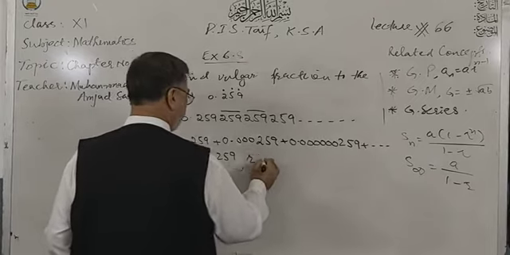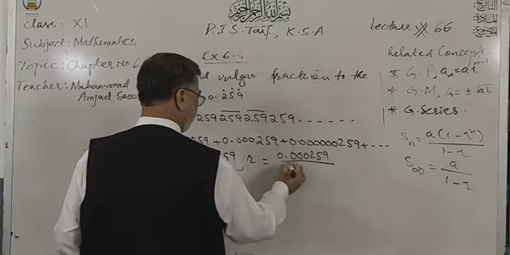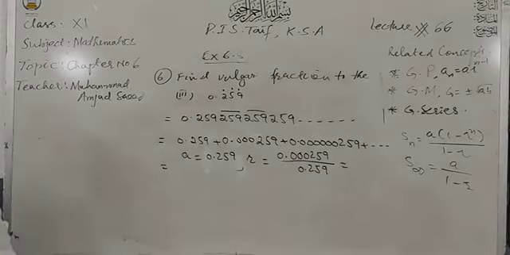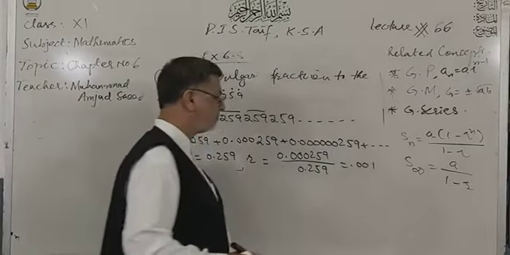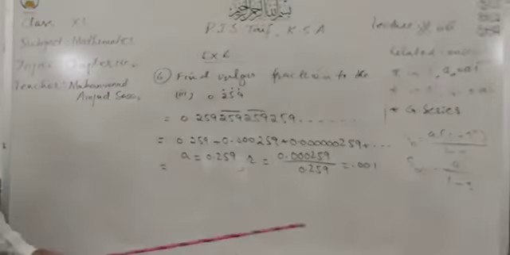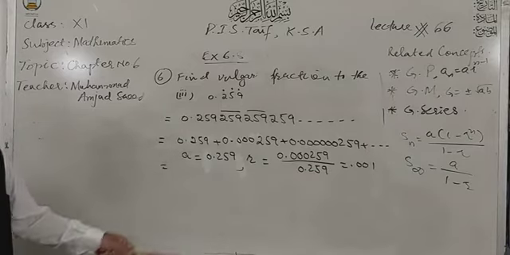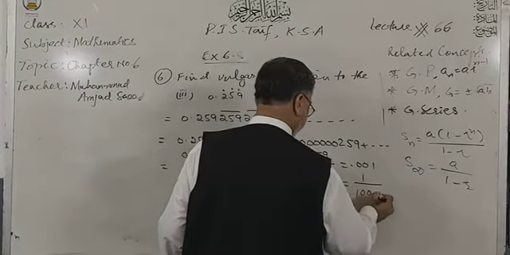Dear students, this is a geometric series. What about a? a is 0.259, and r is second term over first term, that is 0.000259 divided by 0.259. If you divide, the ratio will be 0.001, or you can say 1/1000.